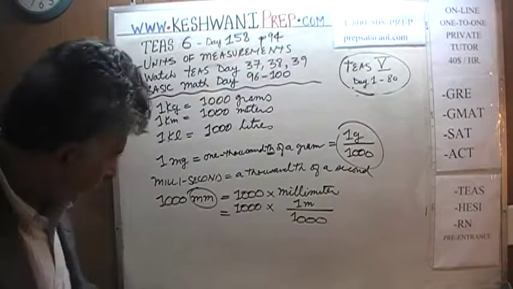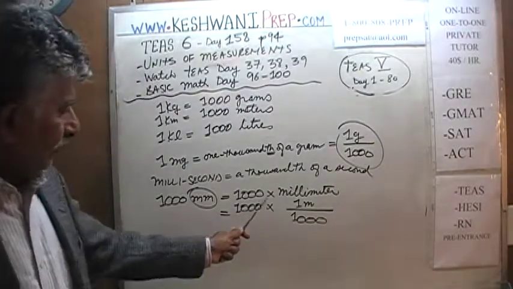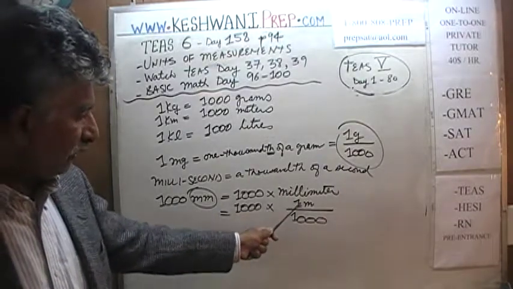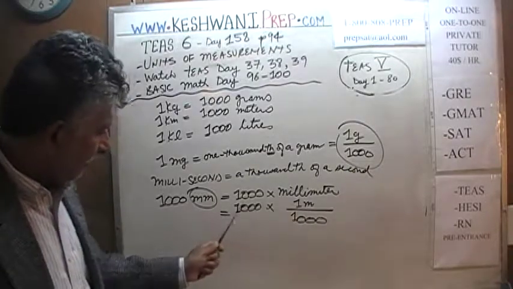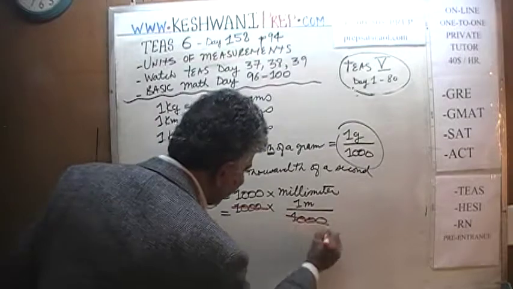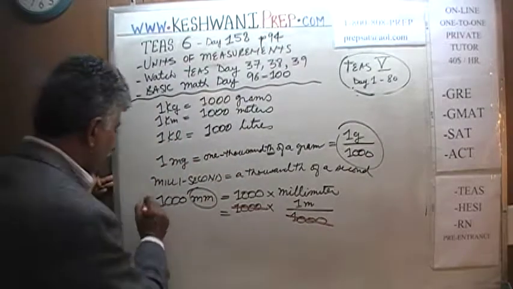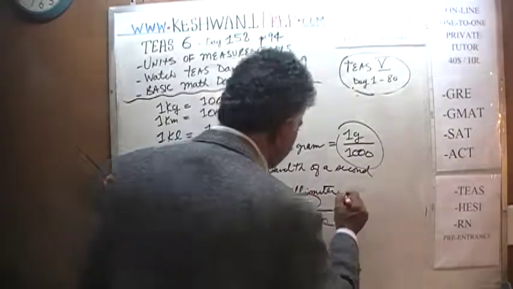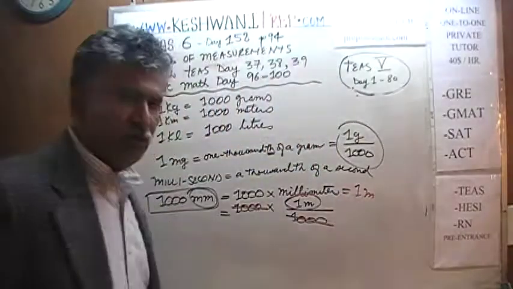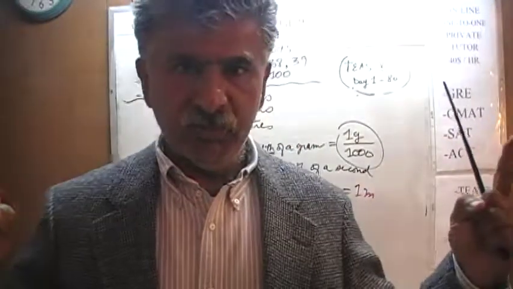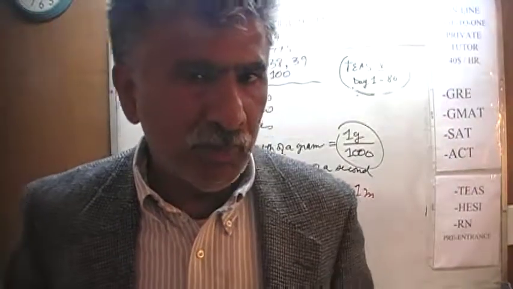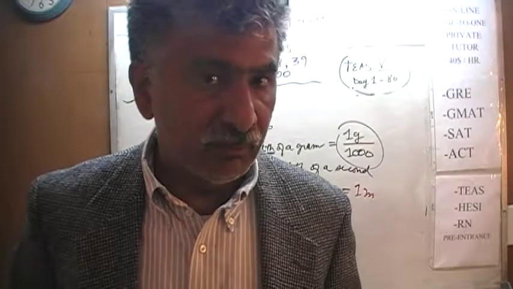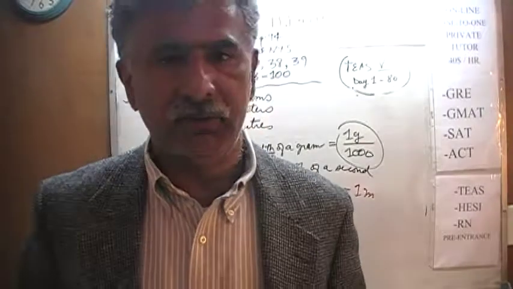So 1,000 millimeter is 1,000 times a millimeter. A millimeter is 1,000th of a meter; you take 1 meter and divide by 1,000. We have 1,000 at the bottom and 1,000 at the top. If you divide top and bottom by 1,000, they cancel out. And what do we find? We find that 1,000 millimeter is a meter. Of course, because if you take a distance of 1 meter and divide it into 1,000 equal parts, then the length of that one part out of the 1,000 parts will be referred to as a millimeter.